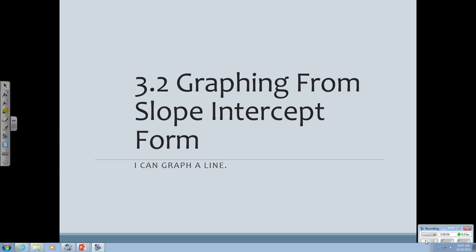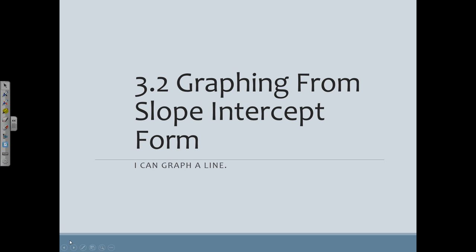Alright guys, today we are going to take what we know about slope and use it to graph a line. In the last lesson I told you that you're going to hate your teachers when you find out that there are much easier ways to do what we've been doing and we just haven't showed you. So we're going to learn today how to graph a line using the slope and the y-intercept.